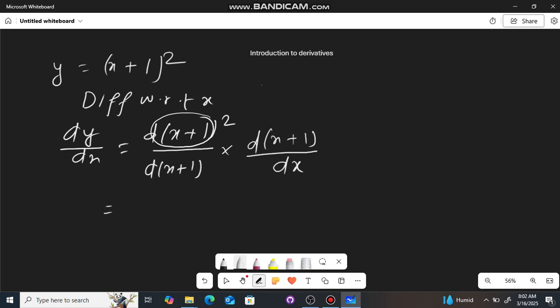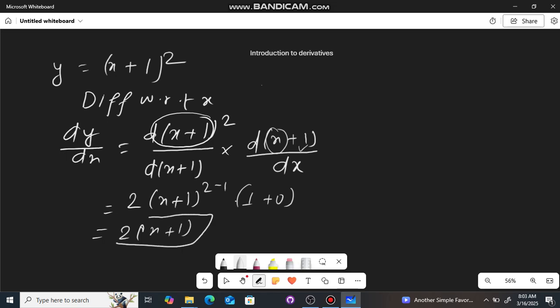Now let's solve this. This whole term will behave as x, and we already know the main formula that the derivative of x to the power n is n x to the power n minus 1. So this will be 2(x plus 1) to the power 2 minus 1, and the derivative of x will be 1 and that of 1 will be 0. So the derivative of 1 is 0 and the derivative of x is 1. So this will be 2(x plus 1). This will be our final answer in the power rule. I think this is enough for understanding the concept of the power rule.